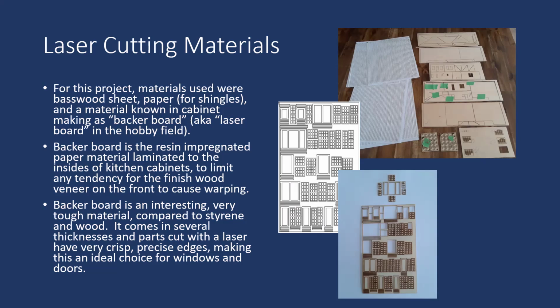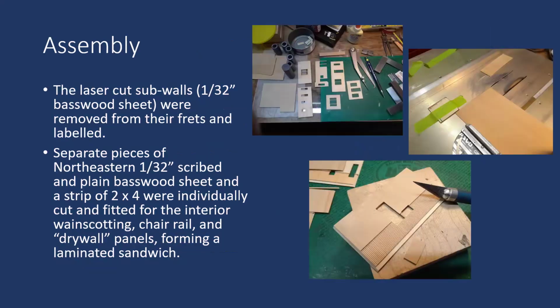Backer board is an interesting, very tough material compared to styrene and wood. It comes in several thicknesses, and parts cut with the laser have very crisp, precise edges, making this an ideal choice for windows and doors. A little bit of sturdiness doesn't hurt. And you can see on the right all the major parts laid out that were cut with the laser. And you can see how all the windows were grouped on one fret and cut at the same time.